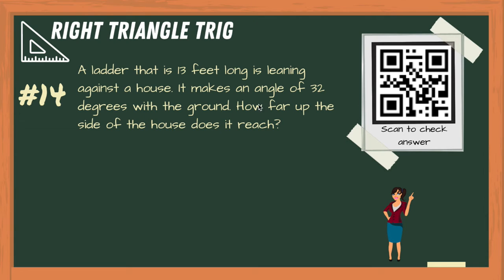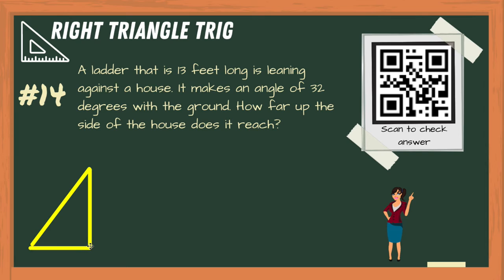For this word problem, it's going to be important that we draw a picture of what is happening so we can see what's going on and decide how we need to solve it. So this one says that we have a ladder that is 13 feet long and it's leaning up against a house. Okay, so you'd have a ladder that's leaning, that's going to be slanted up against a house, which would be vertical. The ladder makes an angle of 32 degrees with the ground.